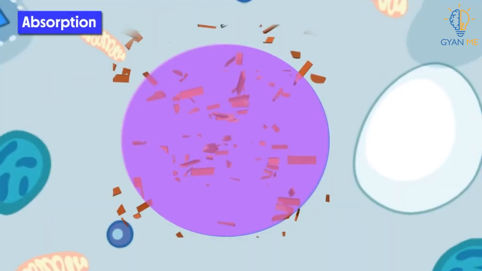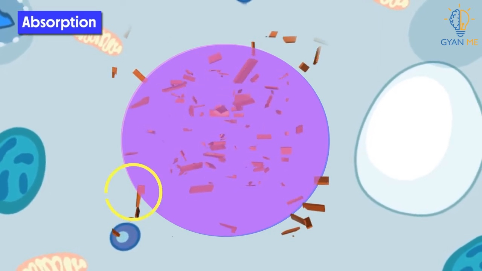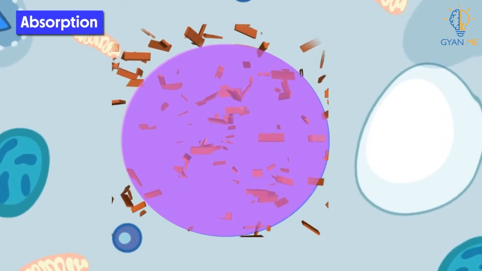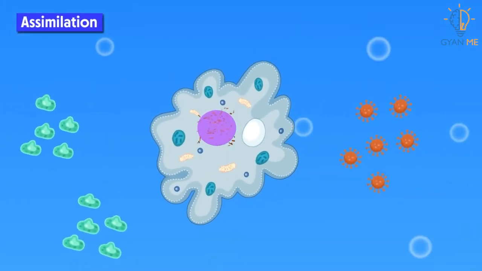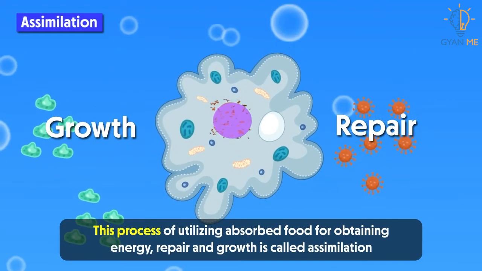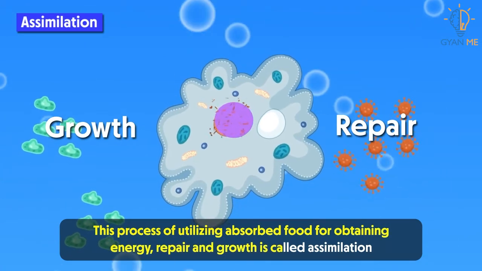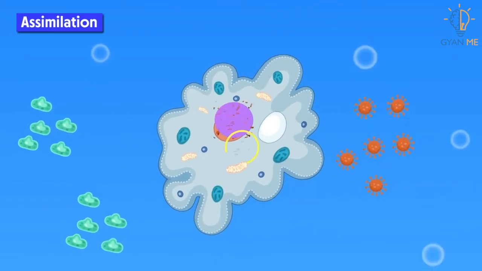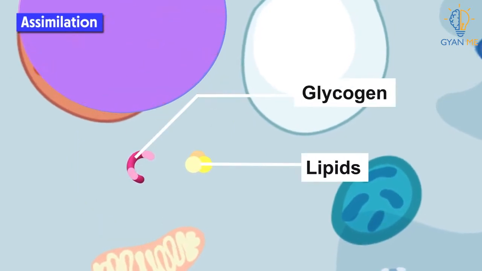Students, a large amount of food is digested and then absorbed in the cytoplasm, but there remains some undigested food in the food vacuole. After absorption, there occurs assimilation. Students, amoeba uses absorbed food to obtain energy for its growth and repair. This process of utilizing absorbed food for obtaining energy, repair, and growth is called assimilation. If there remains some excess food, then it is stored in the cytoplasm in the form of glycogen and lipids.